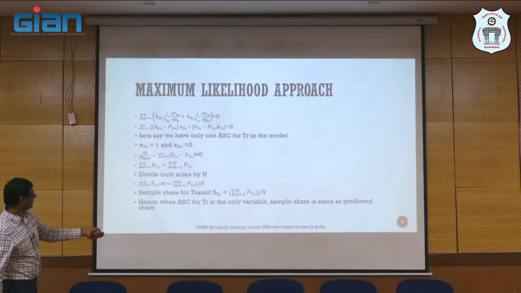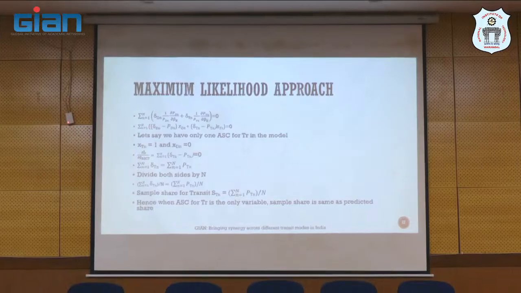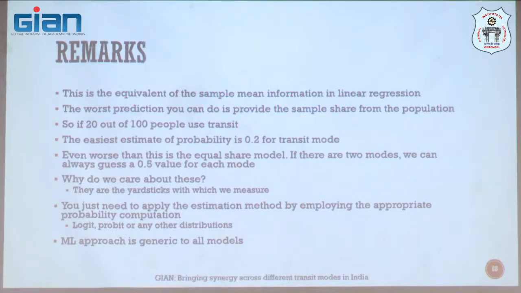So you'll get sample shares. Hence, when you only use alternative specific constants, the sample share is the same as the predicted share. So again, this will become our benchmark. Just like a model in linear regression, the constants-only model gives you exactly the same estimates as what you will get from an observation of the distribution of sample shares for bus and transit. So this is the equivalent of the sample mean information in linear regression. So if 20 people choose transit, you can estimate the transit probability as a share.